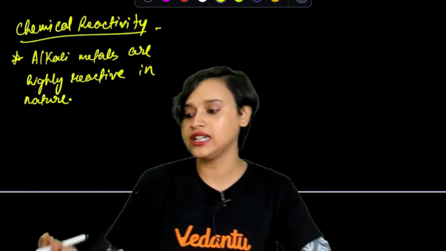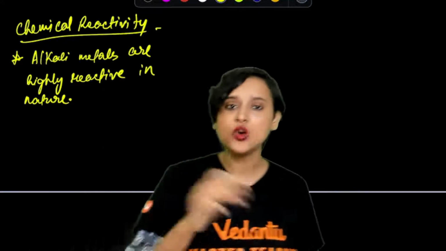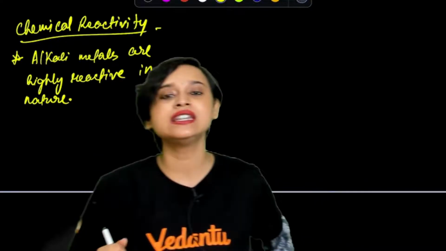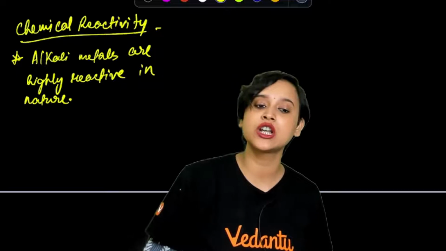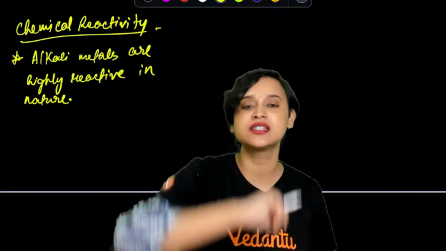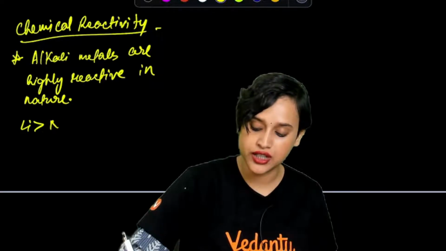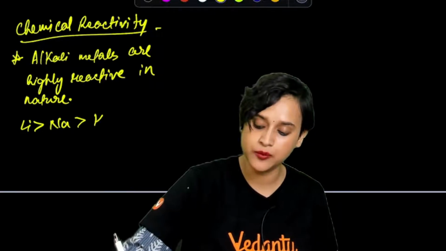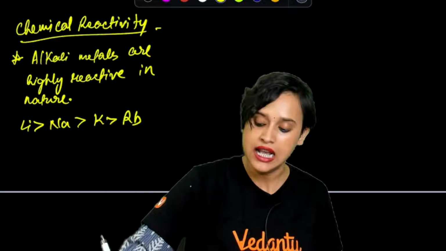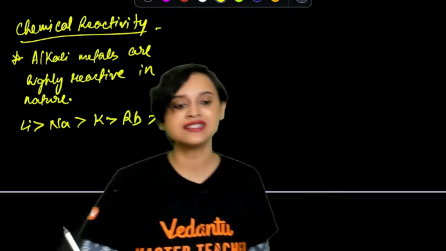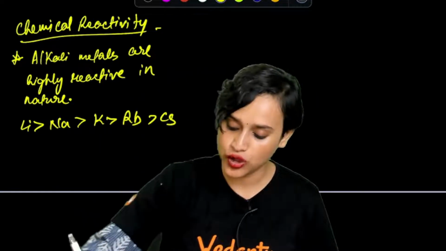All right, everybody. Now in the group, you see lithium, sodium, potassium, rubidium and cesium. Lithium is the most reactive one. So it is lithium, sodium, then potassium, then rubidium, and then you have cesium. This is the trend in the group.